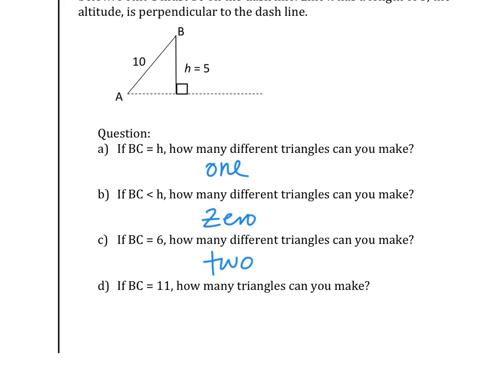All right, last one. If BC is 11, how many triangles can you make? 1. And it has to be here, right? Between 5 and 10, that part is only numbers between 5 and 10. Bigger than 10, it has to shift to the other side.